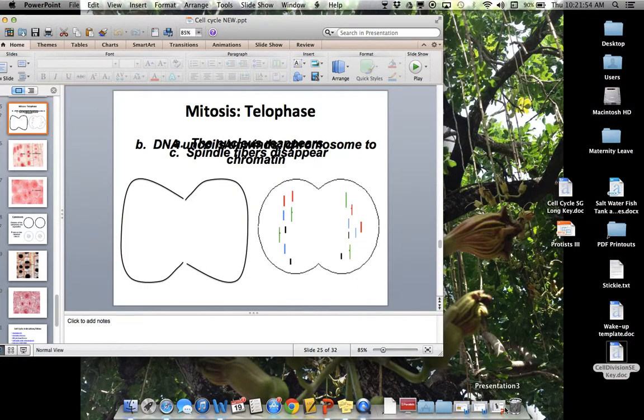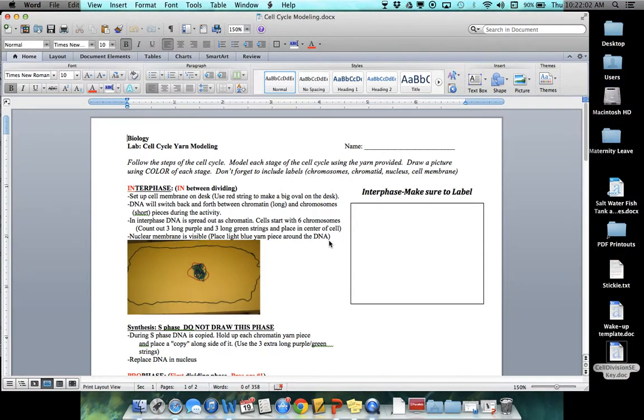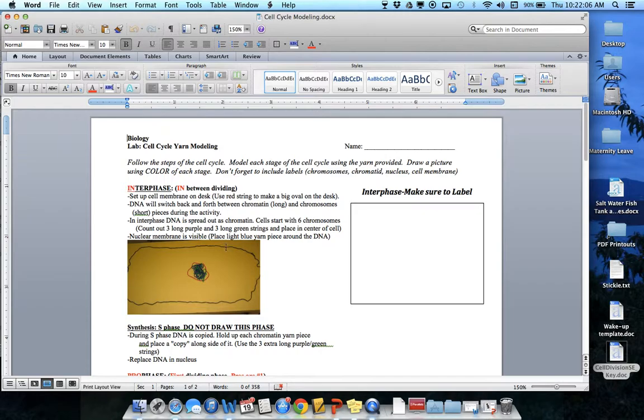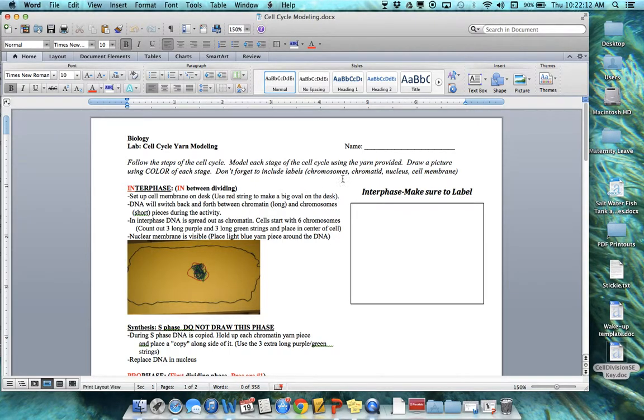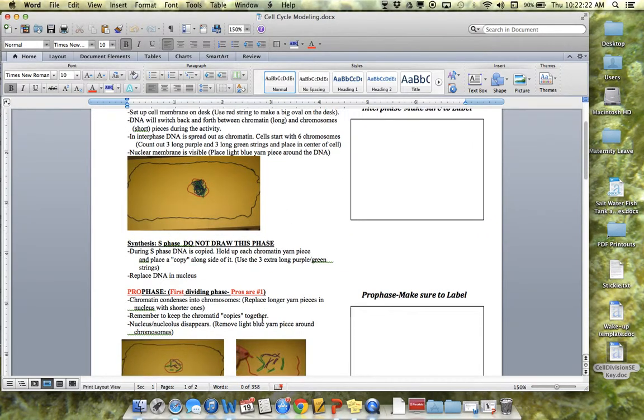So that's going to be the first thing you're going to do. The second thing you're going to do is going to be this one. It's cell cycle yarn modeling. This is going to be a test to see if you guys can follow directions, okay? So what you have right here are basically instructions telling you what to do step by step. There's actually pieces of paper, labels, that have chromosomes, chromatin, nucleus, and cell membrane. You need to put those things in the right location, okay? So you're going to make this, draw it, make sure that you label each of those pictures, okay?